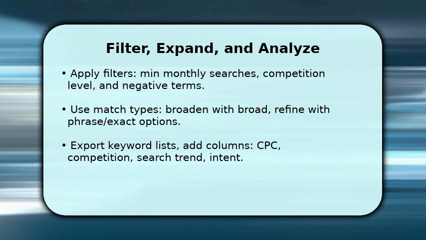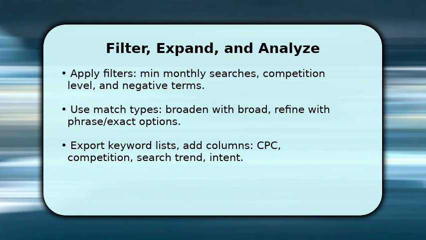Export results and add columns for average CPC, competition, and trend, then sort by intent and commercial value. This lets you prioritize keywords that balance volume, cost, and buyer readiness.